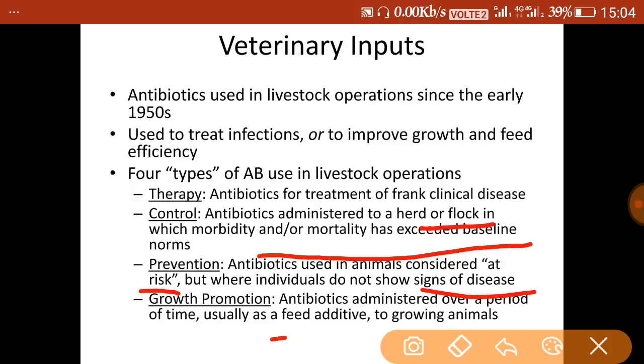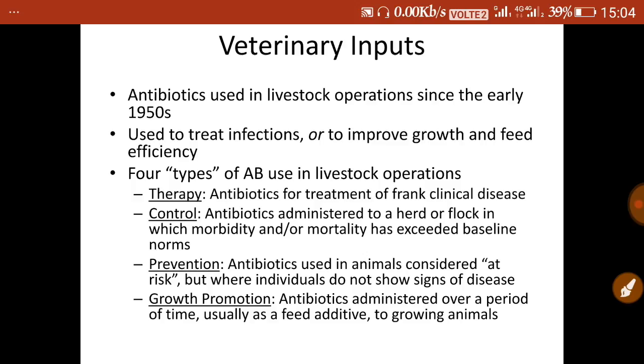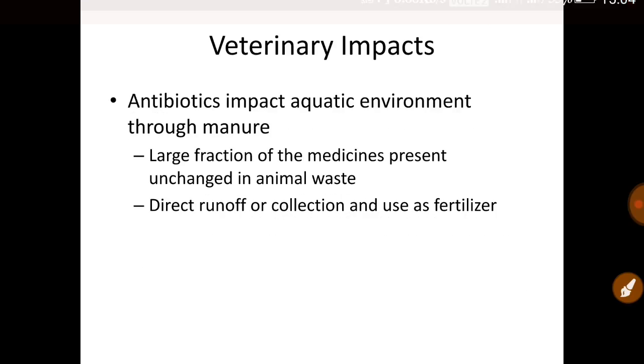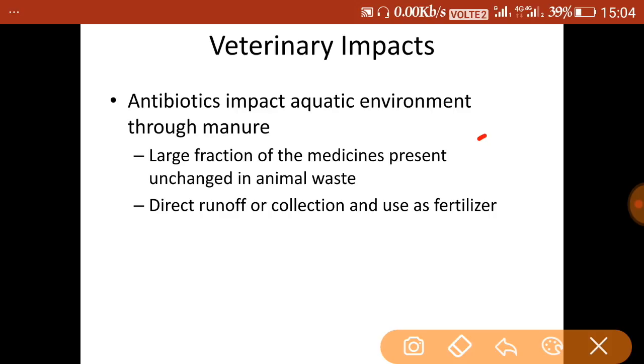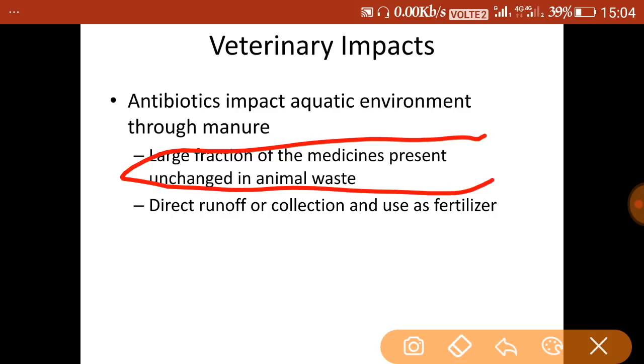Veterinary impacts. Antibiotics impact aquatic environment through manure. Large fraction of medicines present unchanged in animal waste. Direct runoff for collection and use as fertilizer. Research in this topic on impact on environment is in primitive stages, though FDA regulation is there for releasing the drugs.